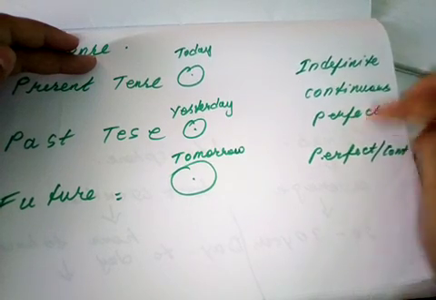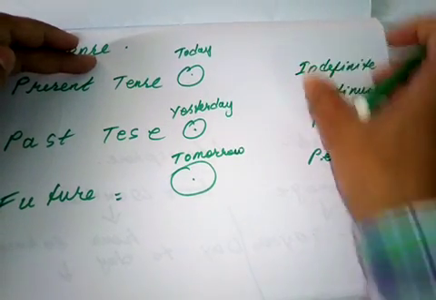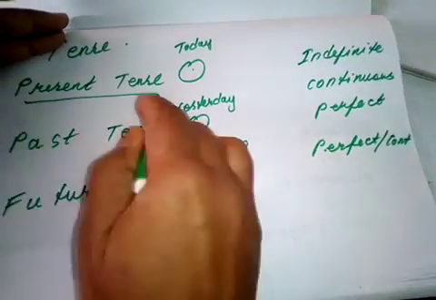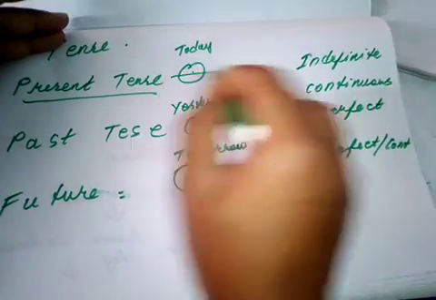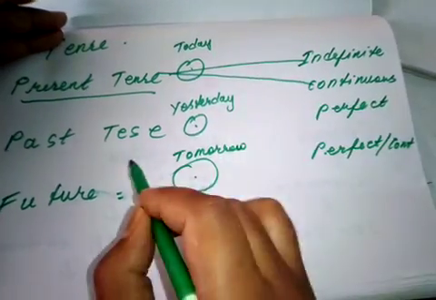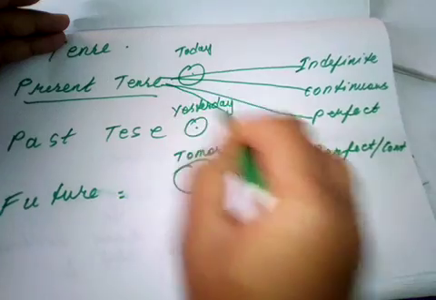Perfect continuous is a combination of perfect and continuous tense, so we need to join them together. What the structure will be, we will understand later. But for present tense, there are present indefinite tense, present continuous tense, and present perfect tense.